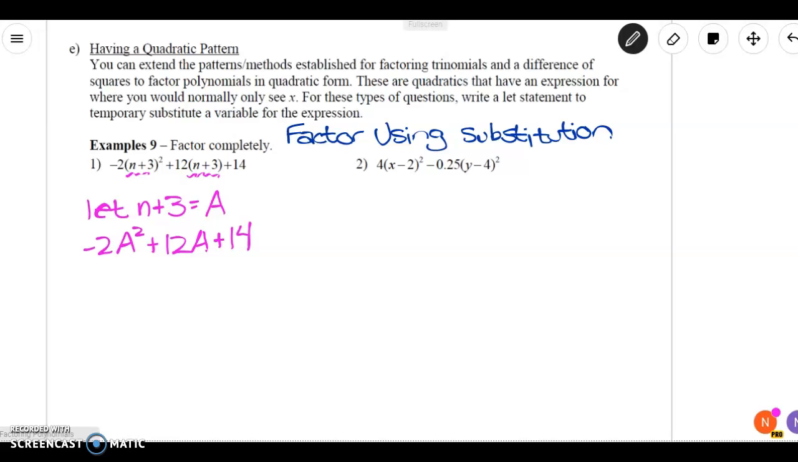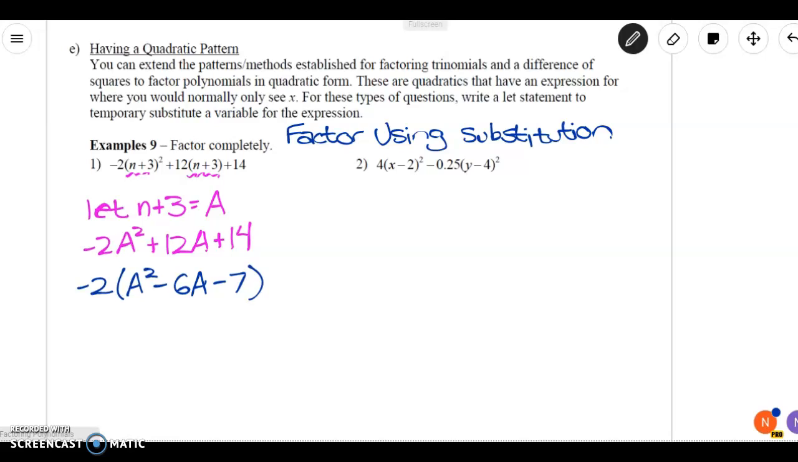I can already see all three of those numbers are even. I should be able to factor out a 2. For convenience sake, I'm going to make it a negative 2 as a greatest common factor. And in brackets, that would leave me with A squared minus 6A, because I factored out a negative 2. Negative 2 times negative 6A will give me that plus 12A. And similarly, minus 7. Watch the signs on those. And now I have a simple trinomial. A squared minus 6A minus 7.